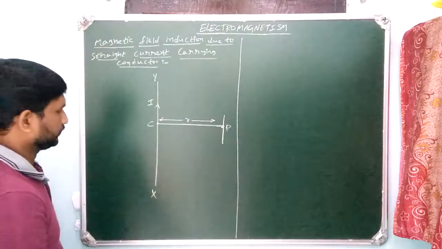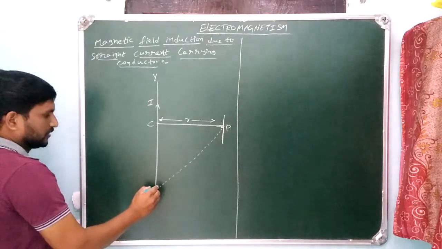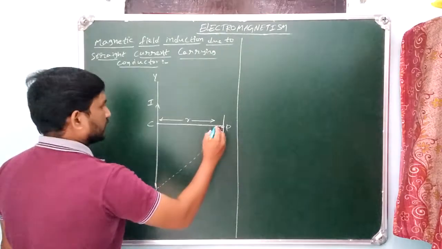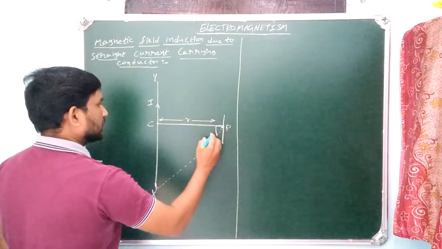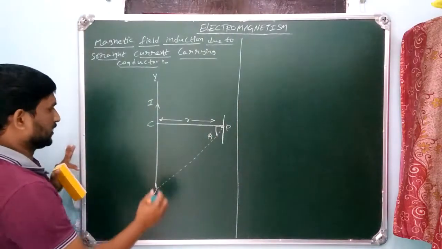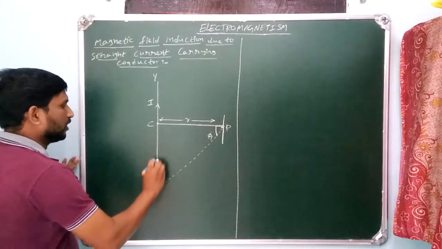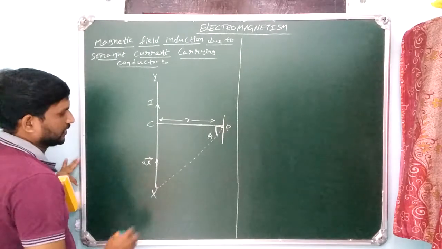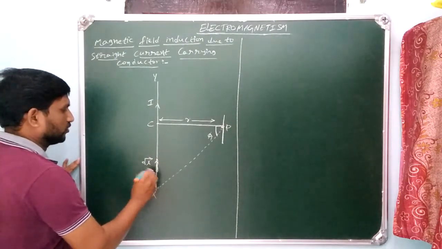Now from the point X, we are going to take the angle phi 1. Here the angle is phi 1. And now let us consider a small element dl bar on this conductor. Let us consider a current element dl bar on this conductor XY at a point O.